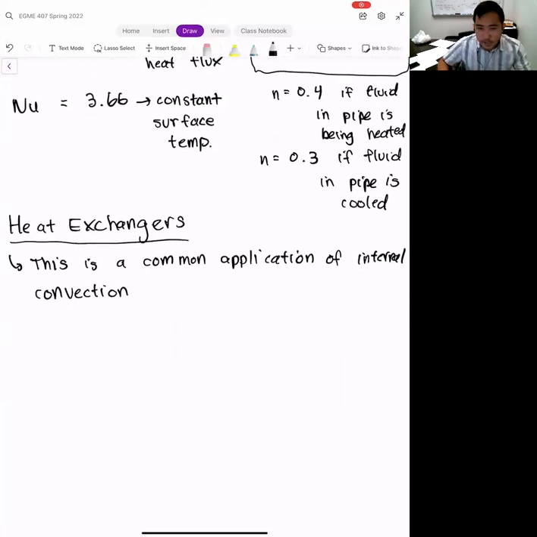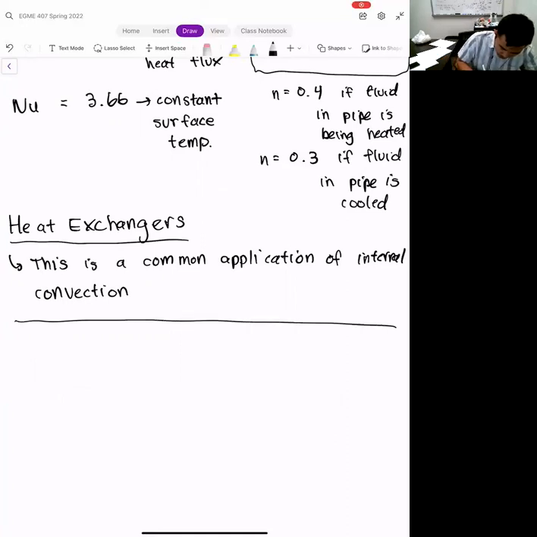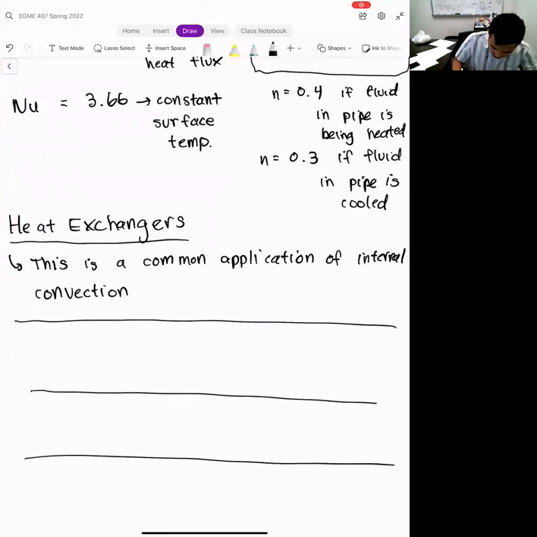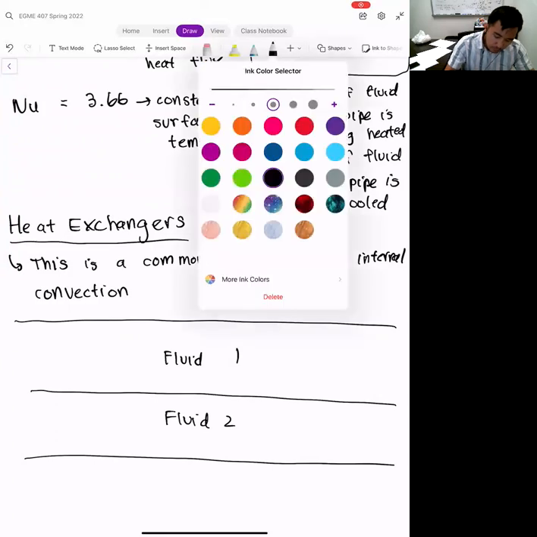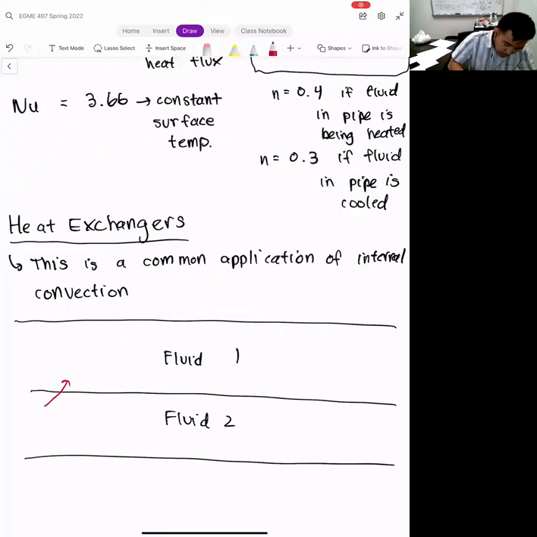Everyone has a water heater in their home, and so that's a prime example. The idea with heat exchangers is that you have two fluids that are running right next to each other. Here I'm just doing a very simple case, and so we have fluid 1, fluid 2. Usually there's a strong enough temperature difference between these two fluids to cause heat transfer to occur between them. And so we might have heat transfer that goes this way.